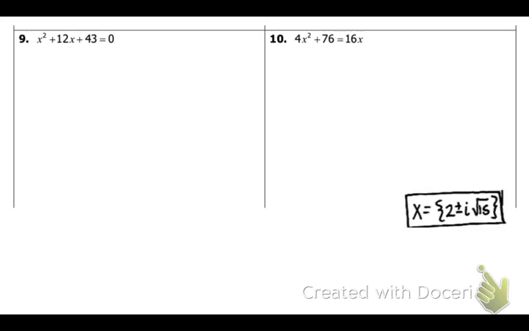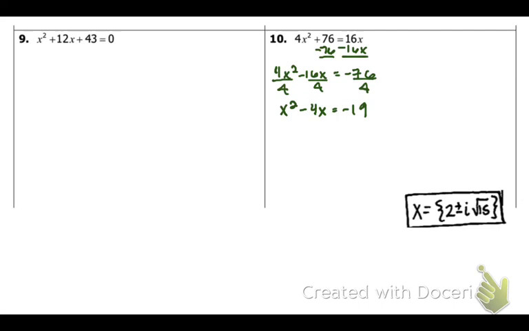Alright, so 10, you're going to set this one equal to C. Notice how it looks like it's equal to C, but it's actually equal to BX here. So we're actually going to have to move things around. So minus 16x and minus 76. So we're going to move things the other way. So 4x squared minus 16x is equal to negative 76. Now I've done what I need to do. I'm going to go ahead and divide everything by 4. X squared minus 4x is equal to, and I'm going to be left with negative 19 here.